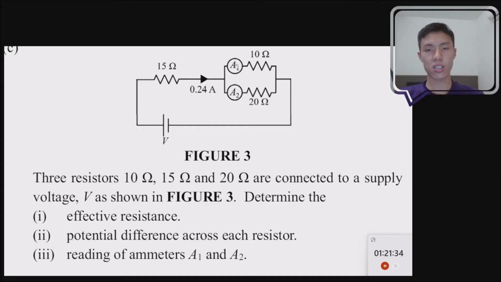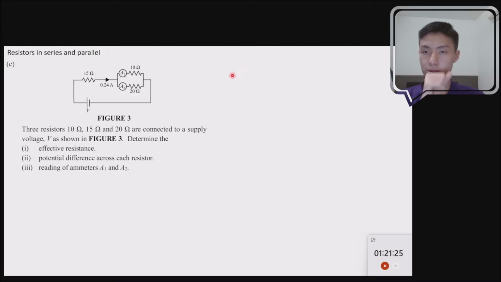So basically you just combine everything, then reverse everything, then you can find the potential difference across all the resistors. You can find the current across all the resistors as well. Oh, they only give you this current, so this is interesting. Okay, so you do combine and reverse as usual, so let's do combine first.